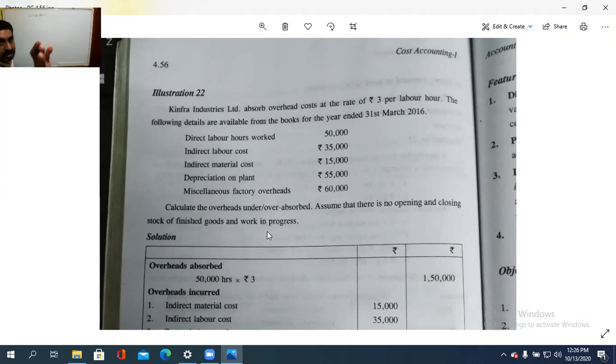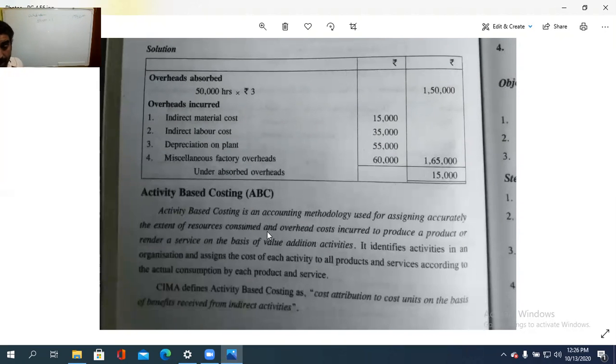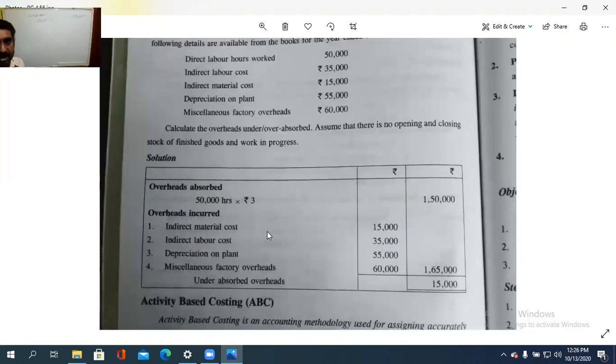What are they putting? Direct labor hours is 50,000. Rate per labor hour is 3. So 50,000 into 3, 1,50,000 is the total overheads absorbed. Then next, what is the overheads incurred? How much was actually incurred? Overheads incurred actually.